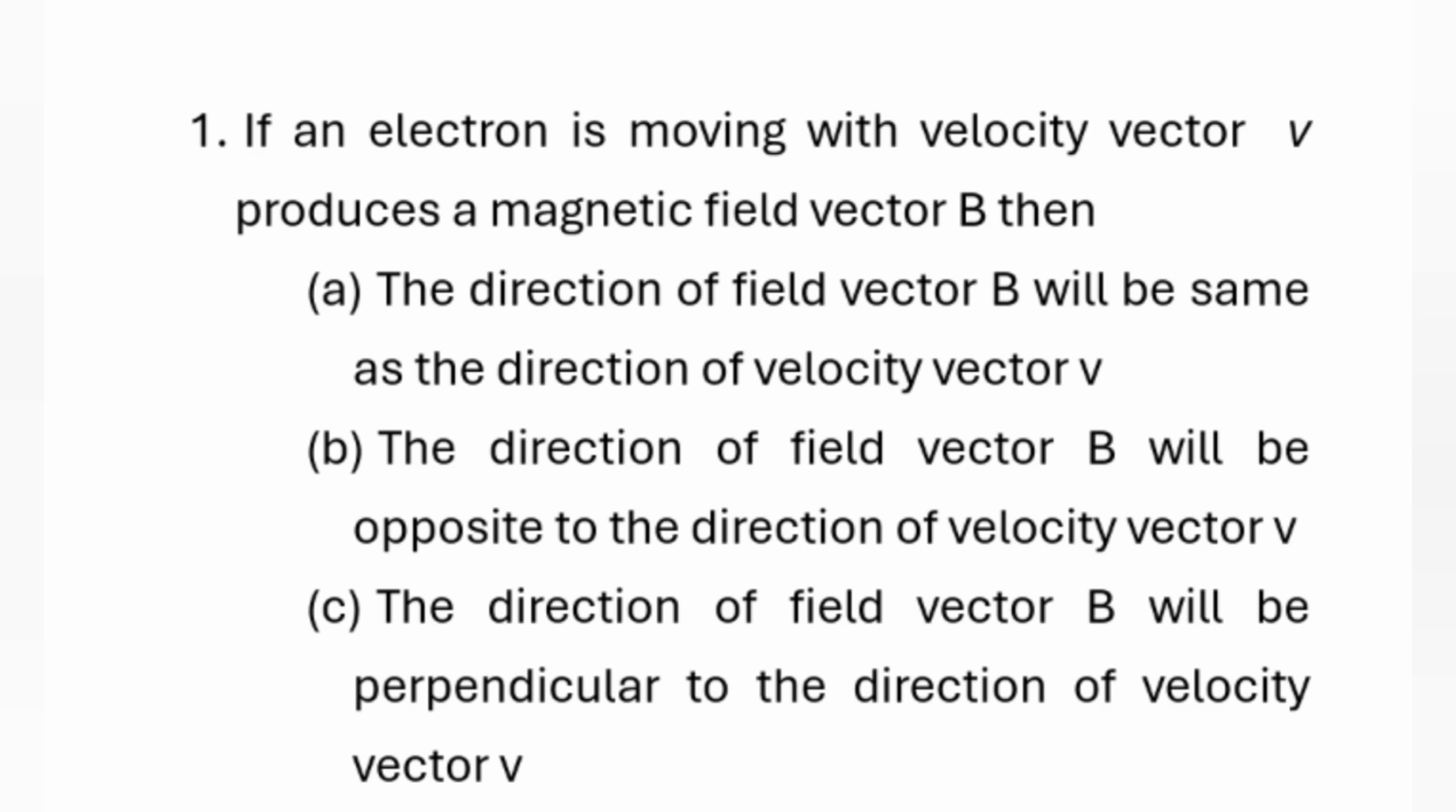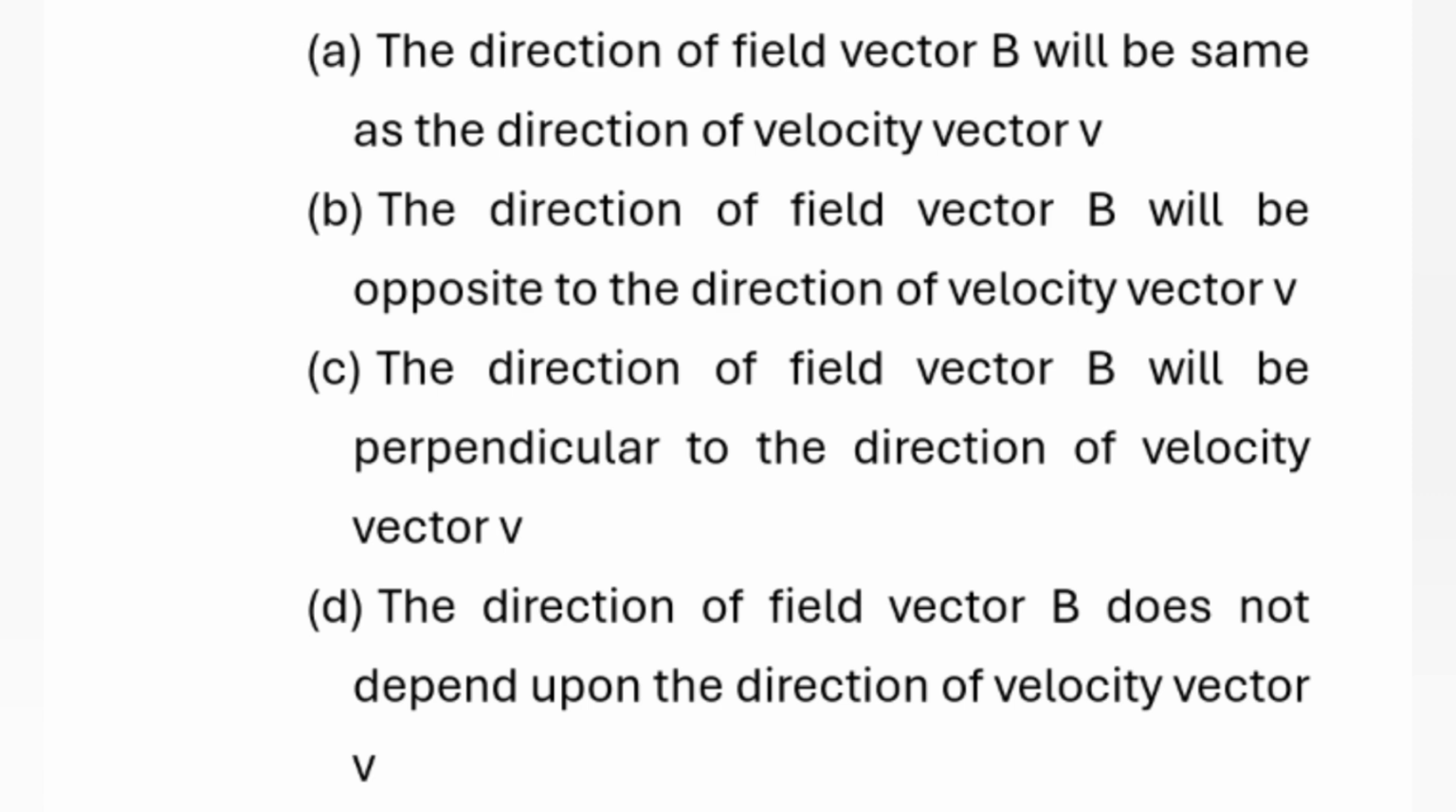A, the direction of magnetic field vector B will be same as the direction of velocity vector v. Option B, the direction of field vector B will be opposite to the direction of velocity vector v. Option C, the direction of field vector B will be perpendicular to the direction of velocity vector v. Option D, the direction of field vector B does not depend upon the direction of velocity vector v.